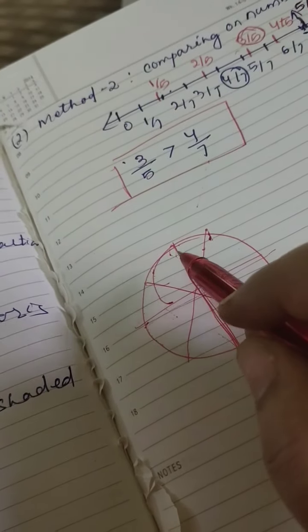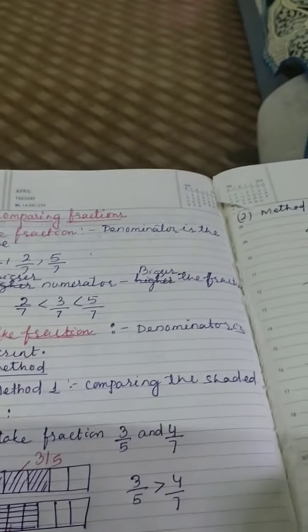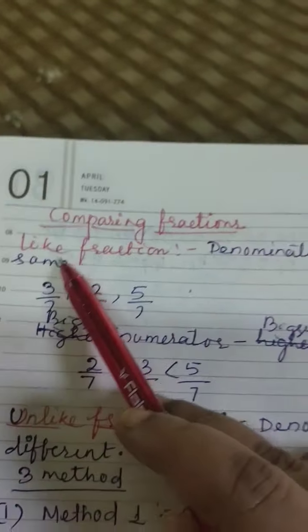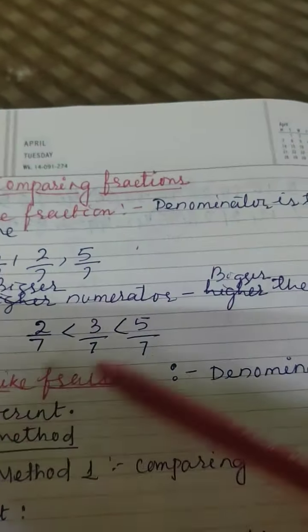In the same way, whatever we are comparing must be of the same thing, the same amount, the same space. Without the same thing we cannot compare. But there are two types of fractions, like fractions and unlike fractions. We have already studied like fractions, where the denominator is the same.